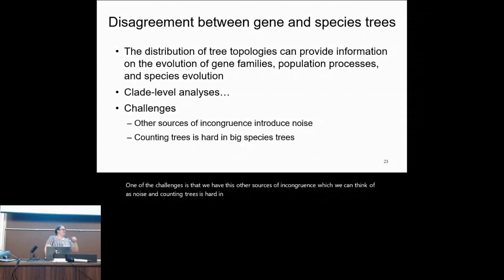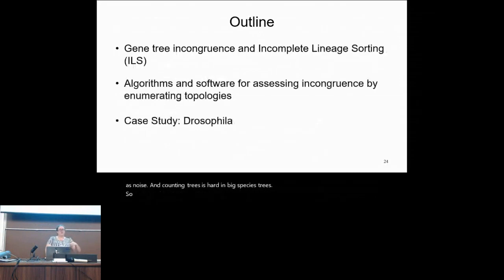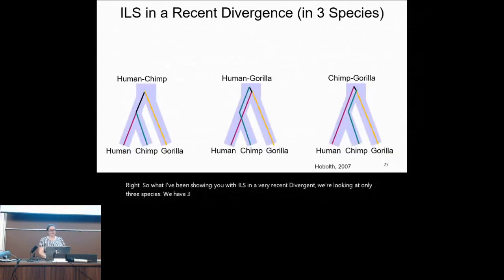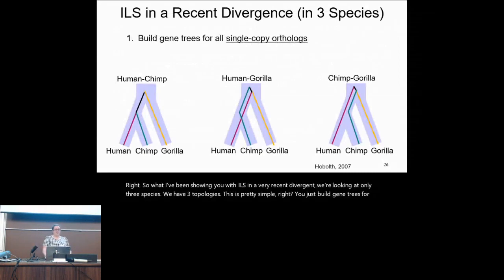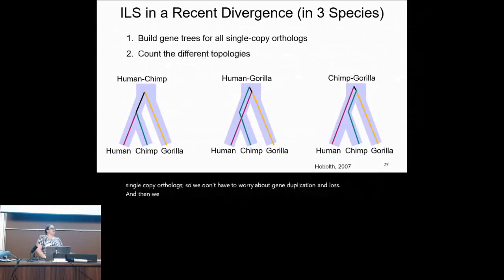So that brings us to our next step, algorithms and software. Why is counting trees hard? What I've been showing is a very recent divergence where we're looking at only 3 species, so we have 3 topologies. This is pretty simple, right? You just build gene trees for all single copy orthologs, so we don't have to worry about gene duplication and loss. And then we can just count the 3 different topologies, right? And this is what has been done very often in the literature, for example, with human, chimp, and gorilla.